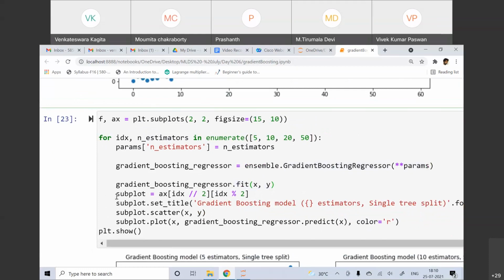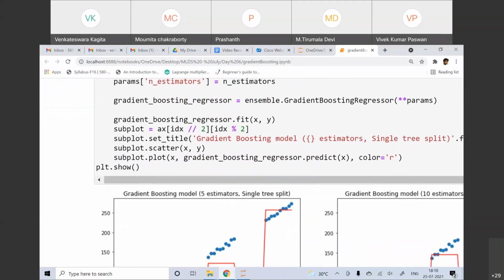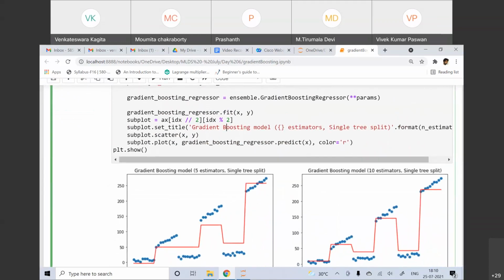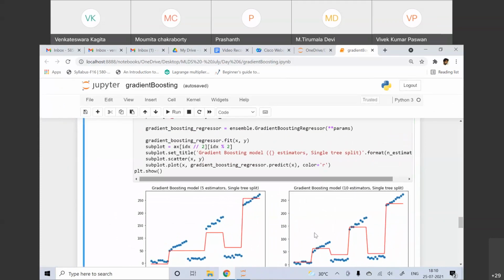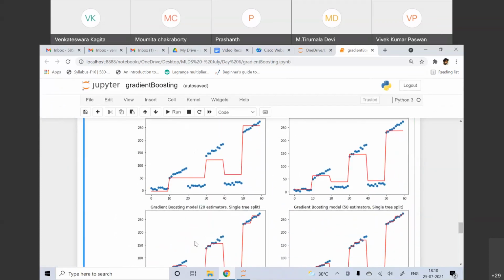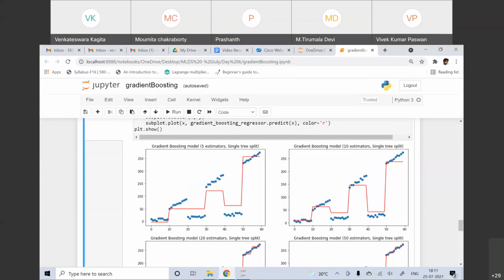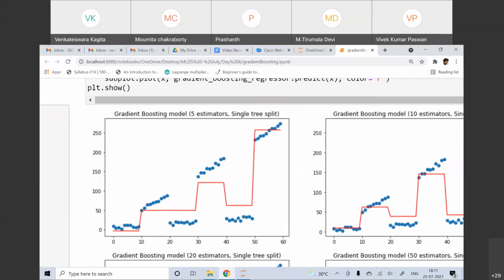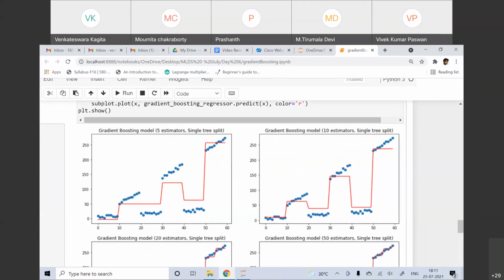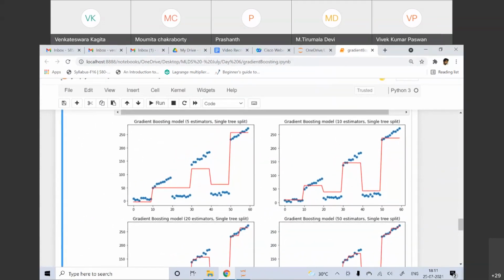And this is the code where I decide where to plot the graph corresponding to 5, and where to plot the one corresponding to 10. I'm defining the corresponding axis, saying that 5 estimators should be here, 10 estimators here, and 20 estimators here, using some index calculations. If you see, for 5 estimators, it is better than 2 estimators. If you take 10 estimators, it is better than 5 estimators. Remember, all of them have the same base model, a single tree split.